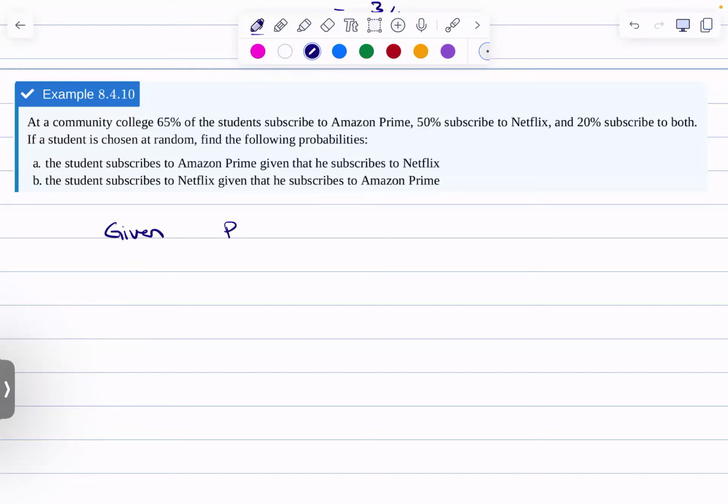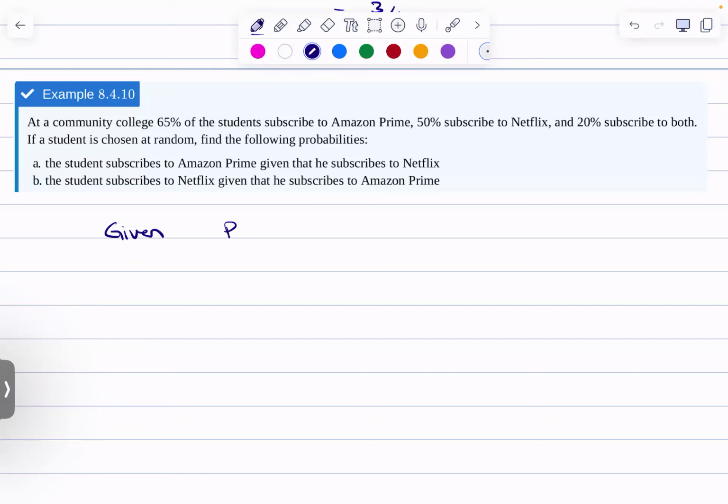I guess it depends on what we need to find. The student subscribes to Amazon Prime, given that he subscribes to Netflix. There are lots of questions that you could solve this way. This one in particular doesn't lend itself to a Venn diagram with the conditional probabilities, but you can map out the probabilities like that. Yeah, I should have read what we need to solve for. We are in the conditional probability section, which makes it hard.